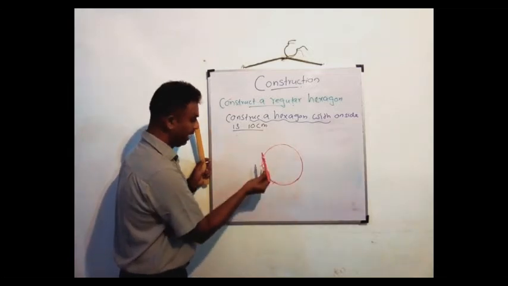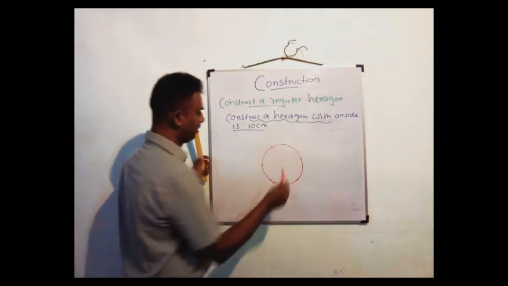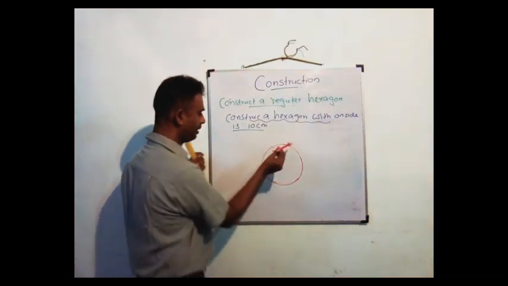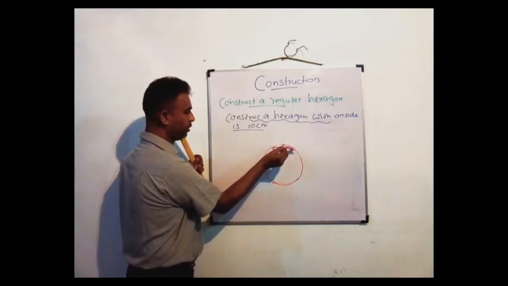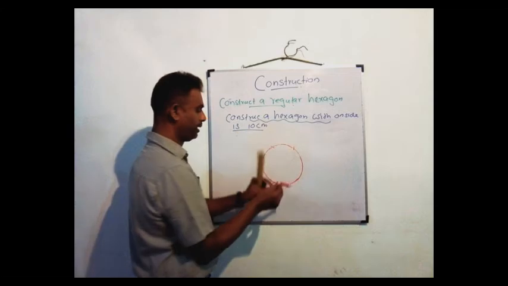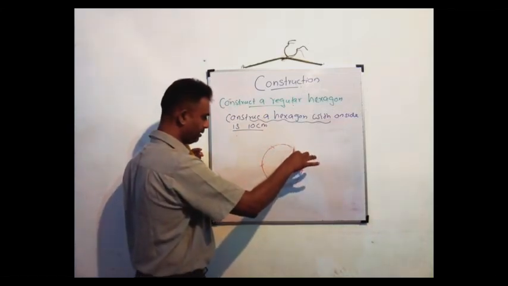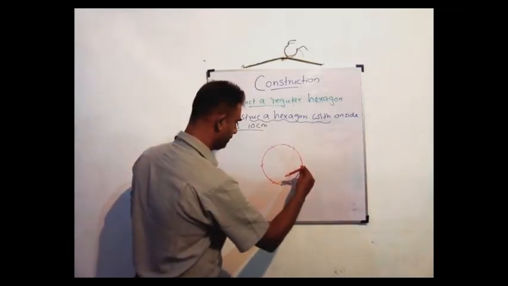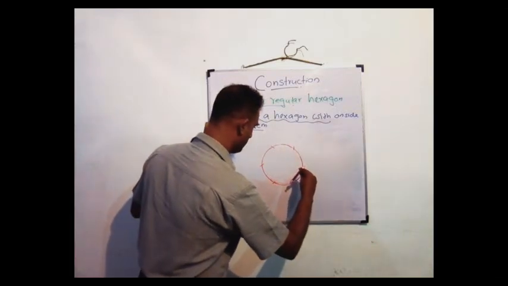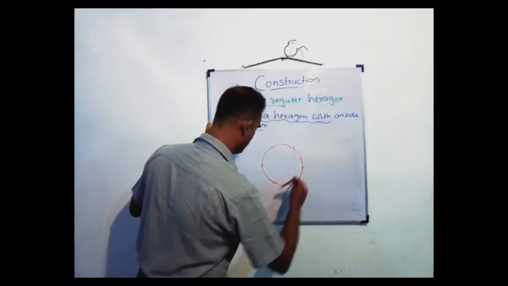Next, iron point, draw another arc. Put the iron point in here. Iron point, draw an arc. Iron point, draw another arc. Next, draw arc.